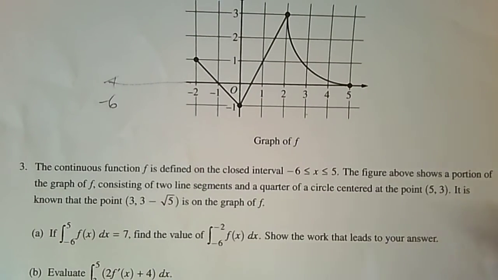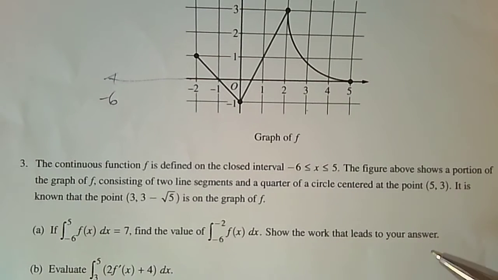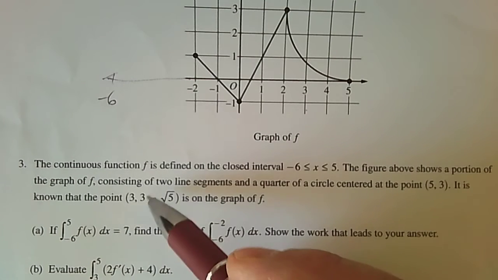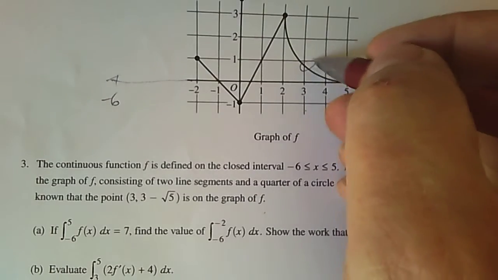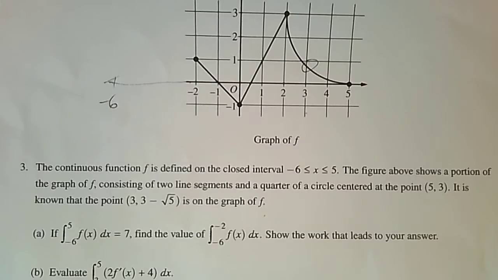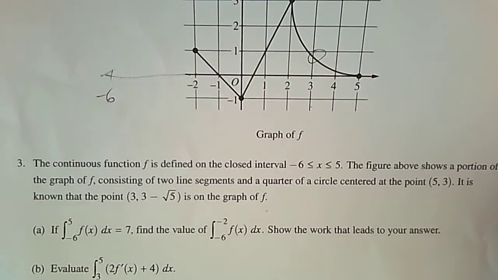The figure above shows a portion of the graph of f, and it consists of two line segments and a quarter of a circle centered at the point (5, 3). It is known that (3, -5) is on the graph. So there's a point, maybe we need to know that point when it comes to it. All right, so part A, now notice in this one, I don't have room on this page to answer it, so I'm going to go to another piece of paper here, and we're going to start.